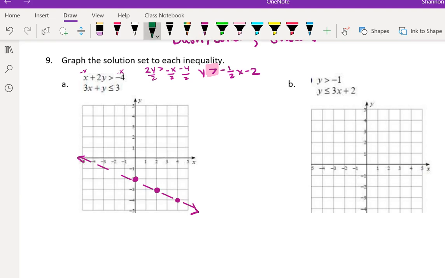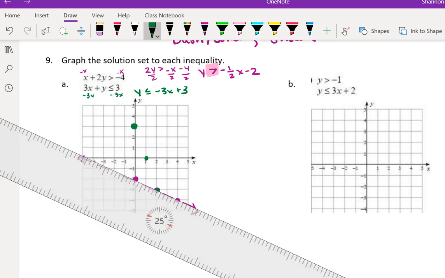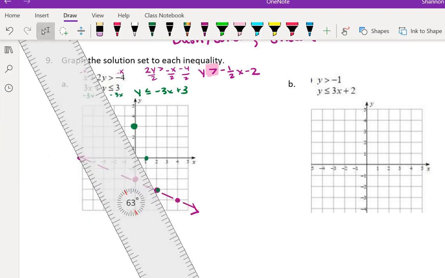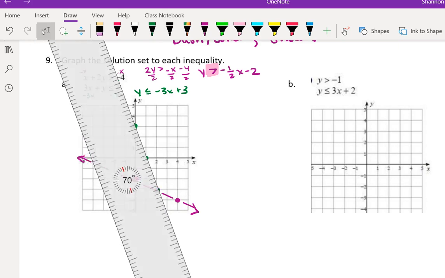For the second equation, I'm going to go ahead and subtract 3x from both sides. Then I have y is less than or equal to negative 3x plus 3. Since y is isolated, I don't have to do an additional step. Start at a positive 3. Down 3, right 1, down 3, right 1. They happen to intersect, but that doesn't matter because I'm looking for shaded regions of overlap for inequalities.